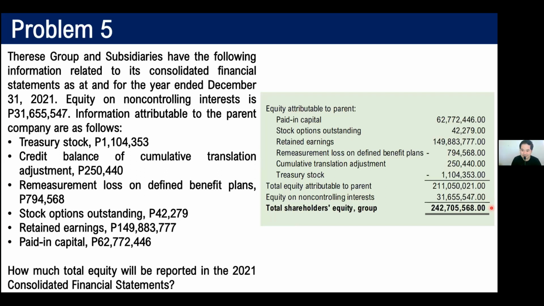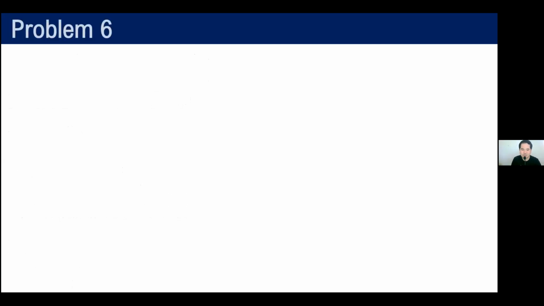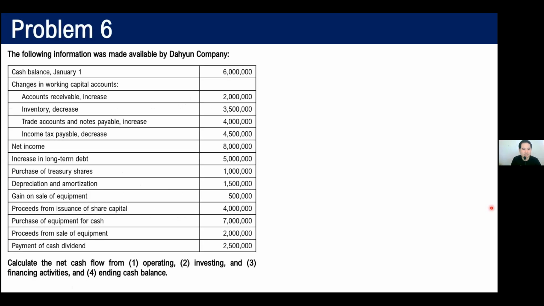Diretso na po tayo sa ating last problem, statement of cash flow. The following information was made available by Dahyun Company. Calculate the net cash flow from operating, investing, and financing activities and your ending cash balance. Basically, the question is a cash flow preparation question. Pero syempre, as to multiple choice, hindi naman kayo mapapagawa ng cash flow. So, i-analyze na lang natin siya as if para tayong gumagawa ng cash flow. But the questions will just be independently about operating, investing, and financing activities and the ending cash balance.